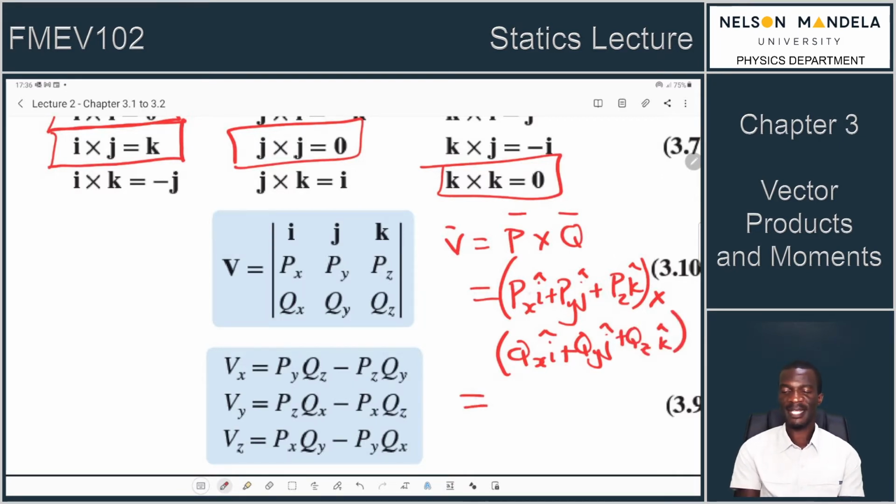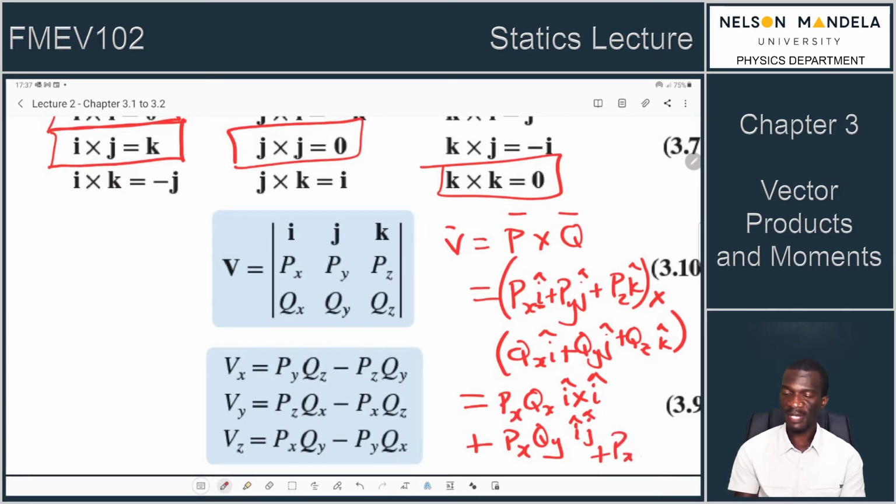So if we then start to use the distributive property, you will notice that you can hold your Px i and multiply by everything. However, the first product will obviously be equal to 0 because i cross i is equal to 0. What we are saying is this. Px is now multiplying everything, right? So we have Px multiplying this whole bracket. We have Px multiplied by Qx. The first unit vector for P is an i. The unit vector for Q is another i. Plus, that same Px is now multiplying Qy. The Px was in the i. The Qy is in the j. Plus, that same Px is multiplying Qz. The Px was in the i. The Qz was in the k.